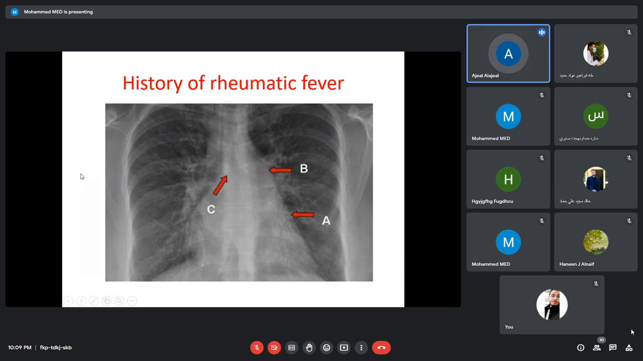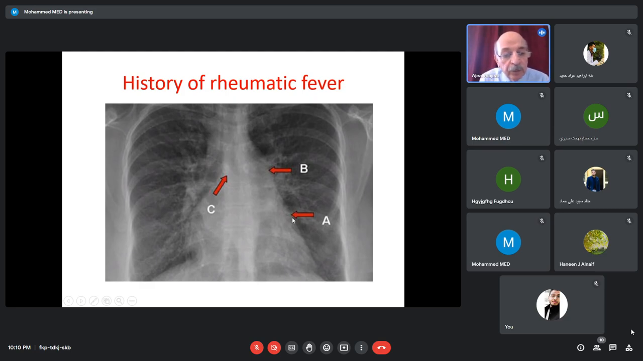Yes, this patient has a history of rheumatic fever. This is very similar to the patient presented in our first meeting. You can see that B is the pulmonary artery, a little prominent, and the A arrow is a prominent left atrial appendage. This is characteristic of mitral valve disease.